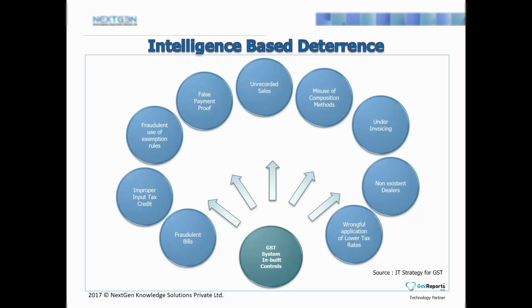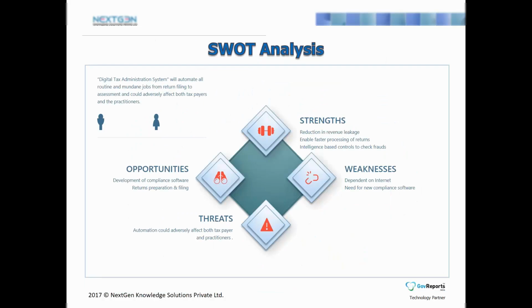Unrecorded sales will be checked. Misuse of the composition method will be checked, because there will be data coming from supplier and buyer. So a taxpayer cannot claim that his total turnover is beyond a threshold. Then under-invoicing will be controlled. Non-existent dealers, or ghost dealers as we call them, will be controlled. Wrongful application of lower tax rates will be controlled, because everything will be checked by the system itself.